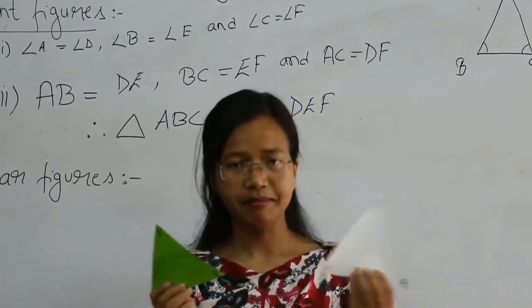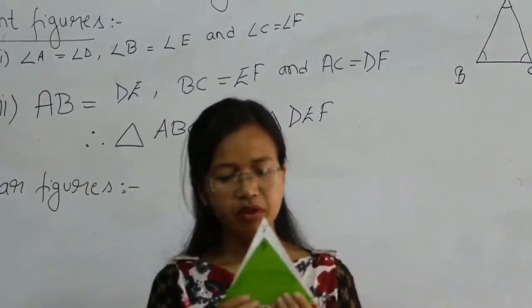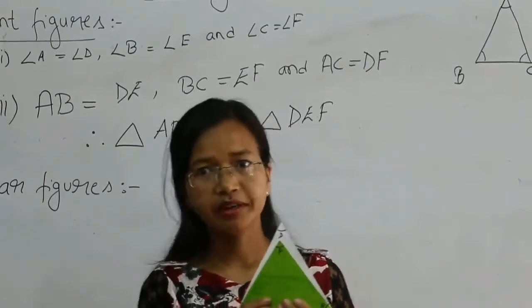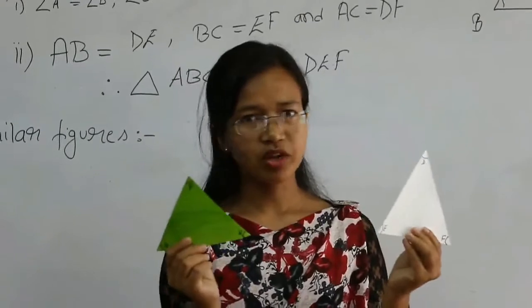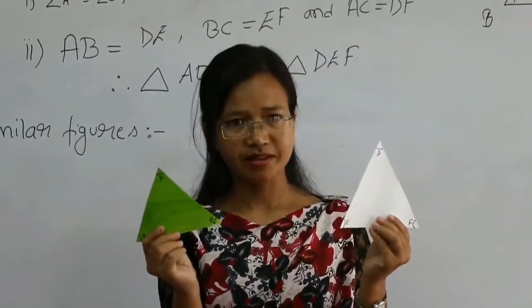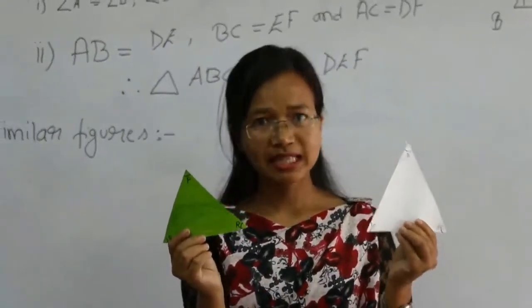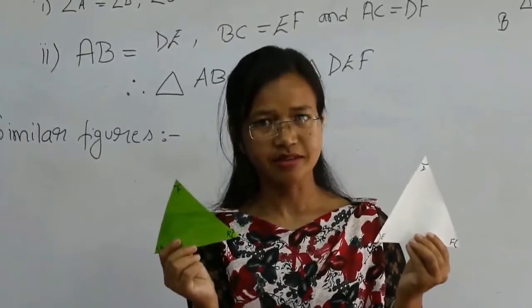Let us overlap. When we overlap, it doesn't fit, right? These two triangles do not fit with each other. So it means these two triangles are not of the same size. They are only of the same shape, but they are of different sizes.